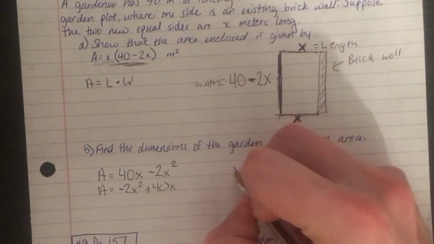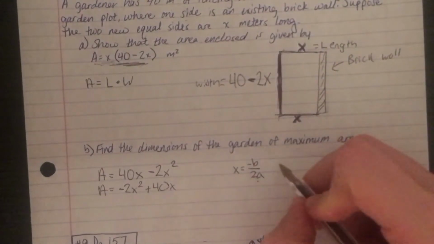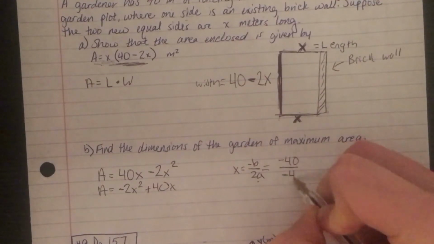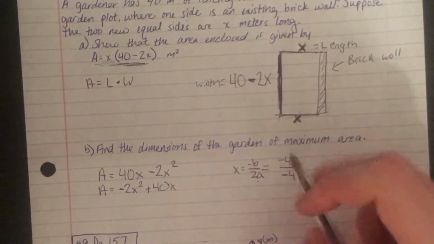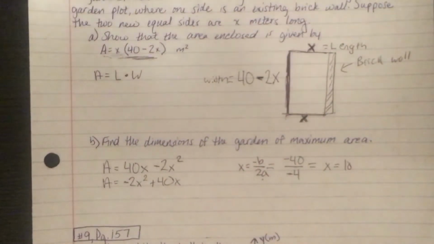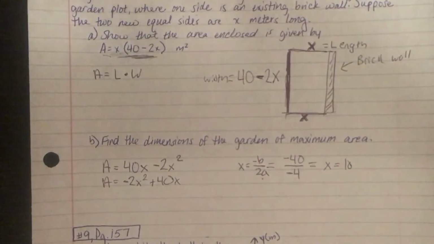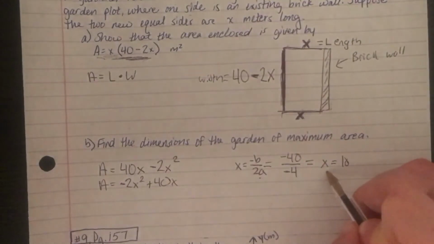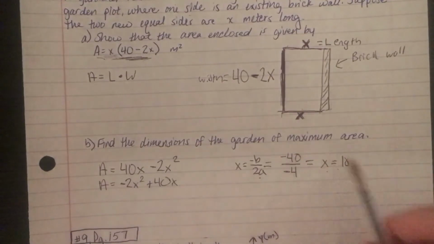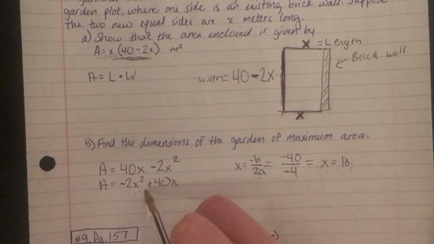So again, I'm going to do negative b over 2a. So in this case, that's going to be negative 40 over negative 4. And let's see, that's going to give me an x value of 10. So from there, we know x is going to be 10. To get the maximum amount of area now, we're going to take that 10 and substitute it back in to right here.